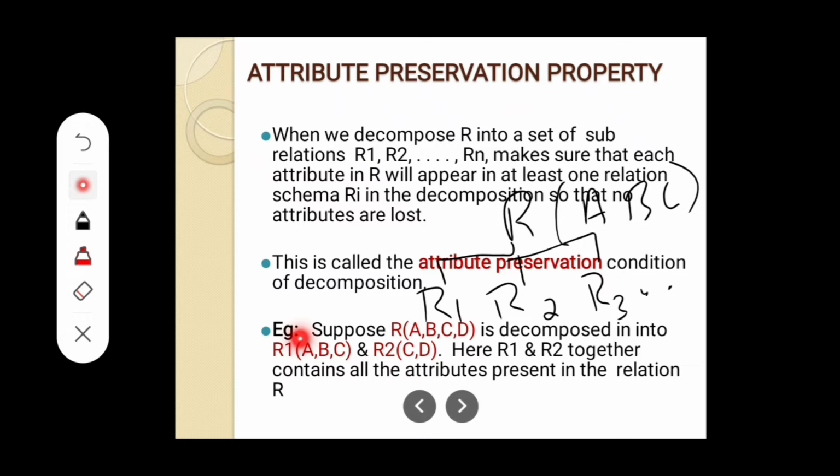Okay. Suppose example. Suppose R is having attributes A, B, C, D. It is decomposed into sub relations R1 with A, B, C and R2 with C, D. So when we combine R1 and R2 together, we are having the same set of attributes that is available in the universal relation R, that is A, B, C, D. A, B, C and C, D. So when we take the union, it is having the same attributes as the universal relation R, A, B, C, D.